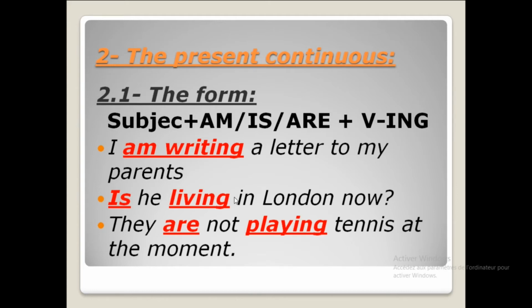The third example, they are not playing tennis at the moment. And this sentence is a negative sentence. So what did we do? We only added not. Okay. Subject plus is, are, plus not, plus verb, plus ing. They are not playing tennis at the moment. They are not watching TV.